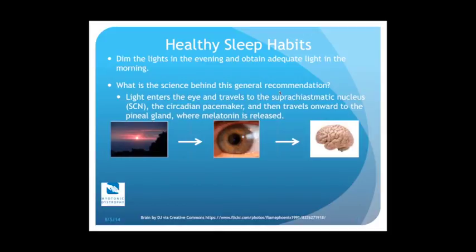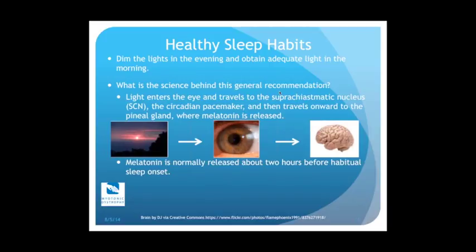There's a beautiful sunset. It looks a little granulated on this, but I apologize. But it was a beautiful sunset in Hawaii. And it enters our eye, and then it travels to a part of our brain, and this name doesn't matter too much, but I just want you to know we do have it narrowed down to a certain part of the brain, the suprachiasmatic nucleus, which we often call the circadian pacemaker. And then it travels onward to the pineal gland, and I know most of you probably have heard of melatonin, and we actually make melatonin. Our pineal gland makes melatonin for us.